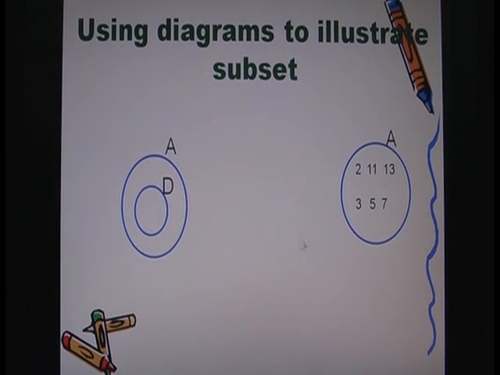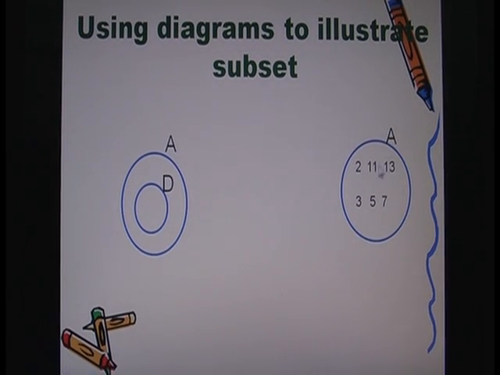Now note, the elements in set A are what? 2, 11, 13, 3, 5 and what? 7. So note again, the elements in set D now are 3, 5 and 7. So all elements in set D are in set A.